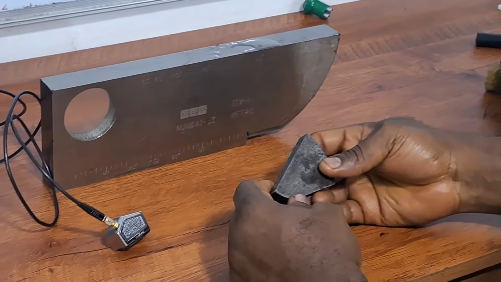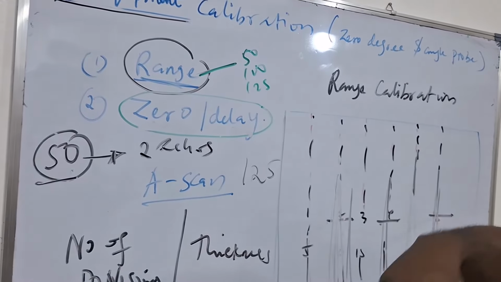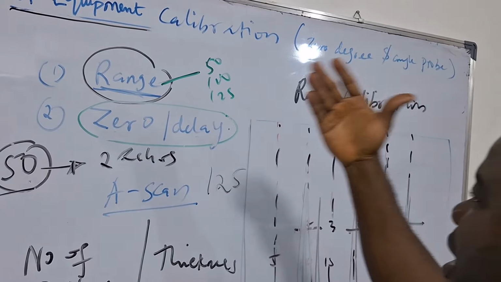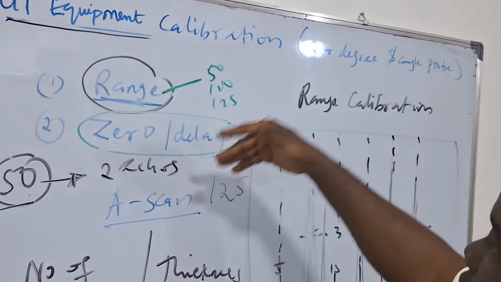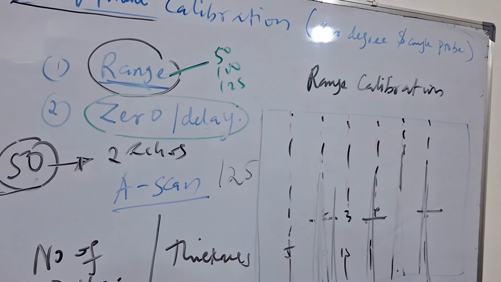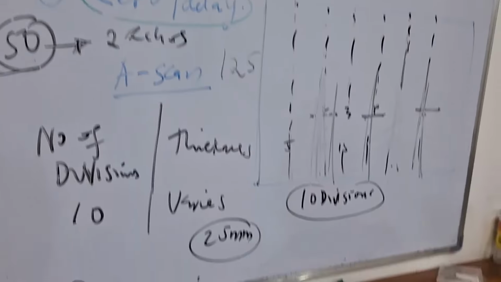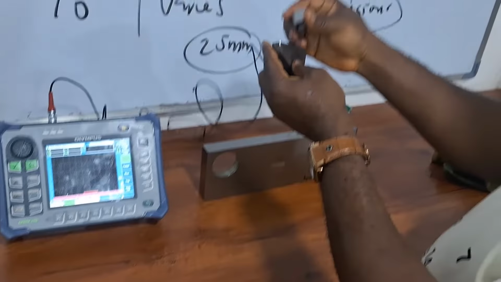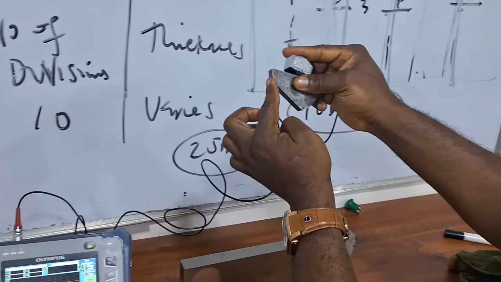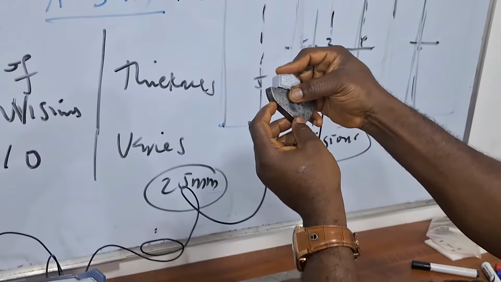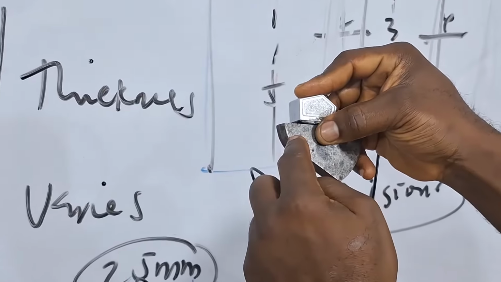For calibration of an angle probe, the concept is still the same. Range, delay. You are just adjusting your range and your zeros or your delay. What changes is that because you are using an angle probe, you need a curved surface so that the echo that is coming is able to hit the curved surface.